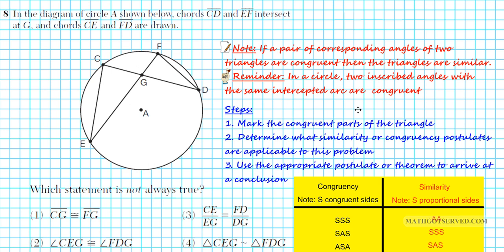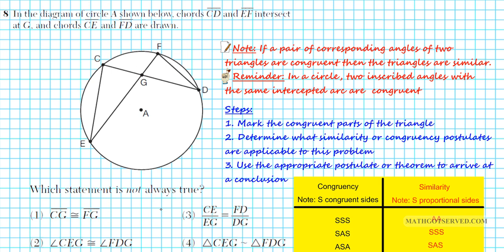All right, let's take a look at question number 8. Question 8 reads, in the diagram of circle A shown below, chords CD and EF intersect at G, and chords CE and FD are drawn. Which statement is not always true? So 3 statements here are true, and 1 is false. So we have to determine which one is false.